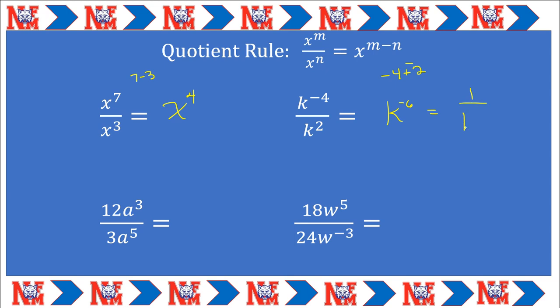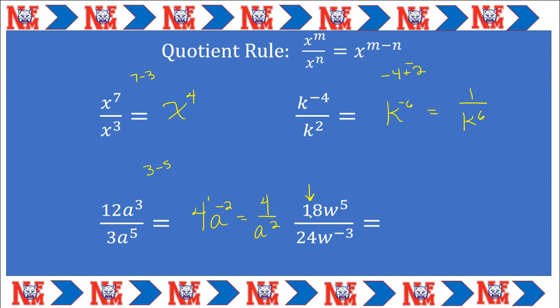We're going to reciprocate. Number 3. Now here we have 12 over 3, our coefficients. We're just dividing 12 divided by 3. That gives us 4. Now we're going to start with our variable in the numerator, and we'll tweak it if we need. So we have 3 minus 5. That gives us negative 2 on the a. So we're going to reciprocate a to the negative 2, and we'll get 4 over a squared. Remember, 4 has an understood positive 1, so it stays in the numerator.